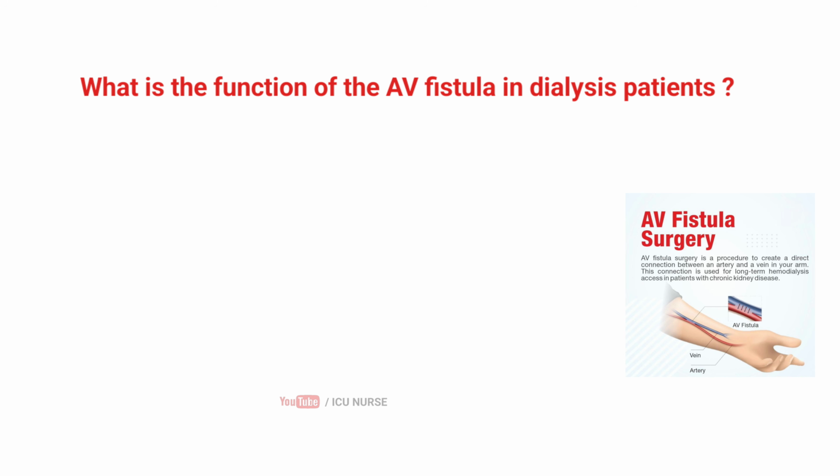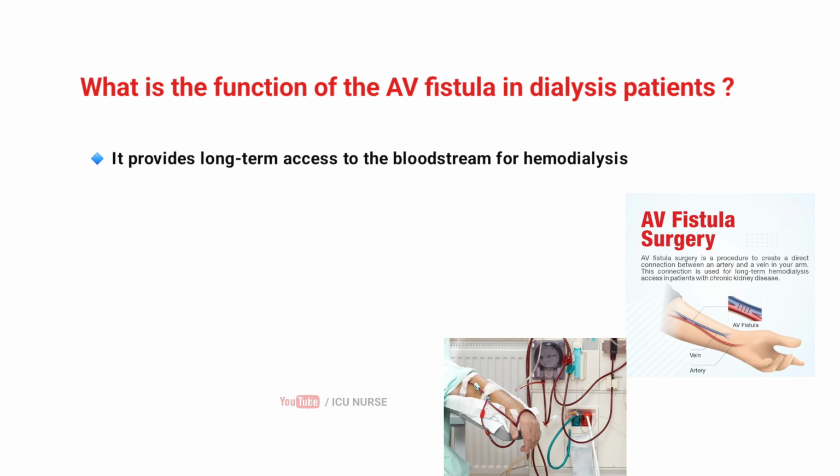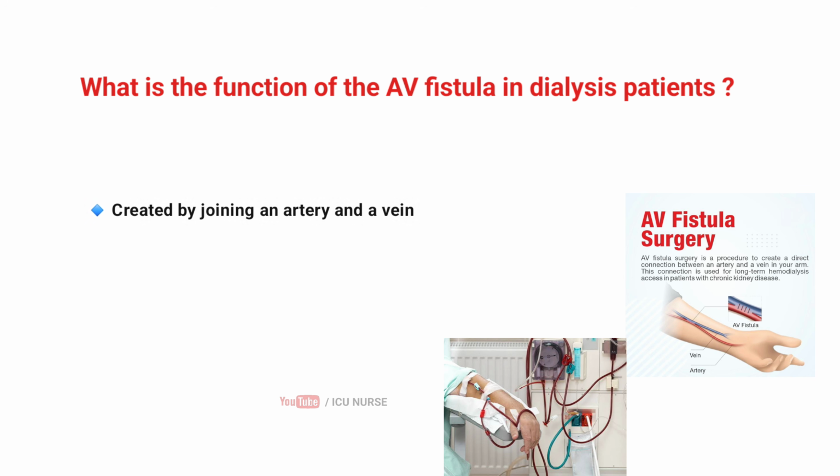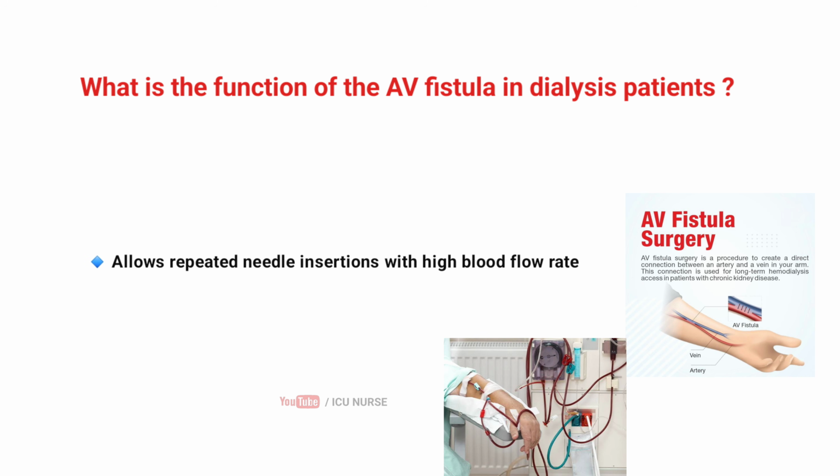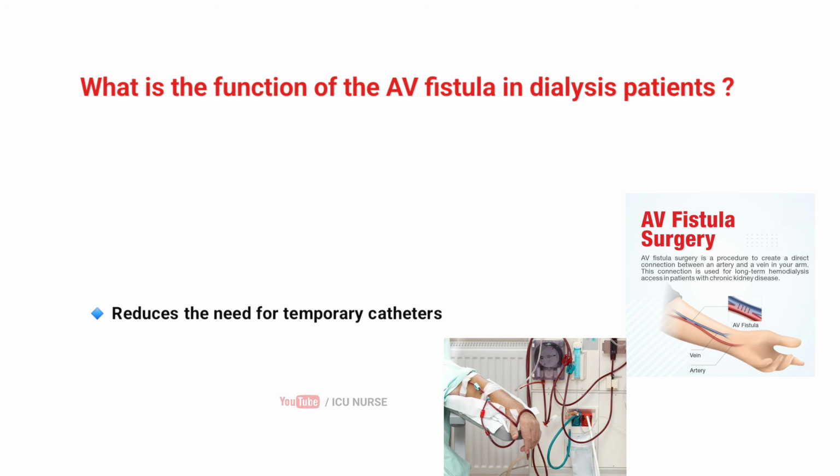What is the function of the AV fistula in dialysis patients? It provides long-term access to the bloodstream for hemodialysis, created by joining an artery and a vein. Allows repeated needle insertions with high blood flow rate. Reduces the need for temporary catheters.